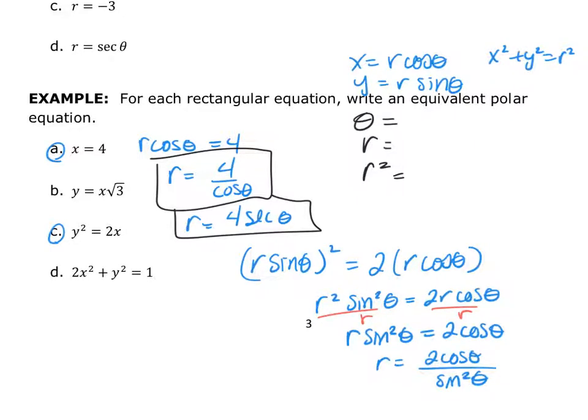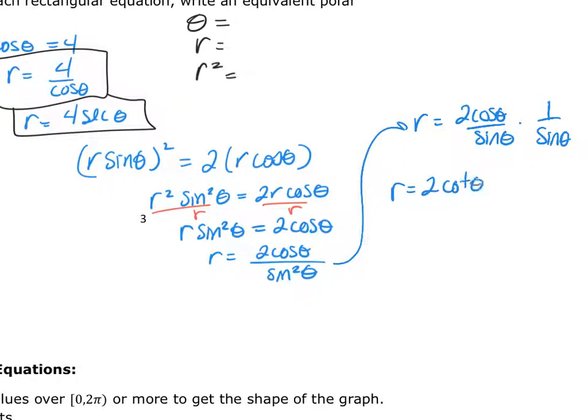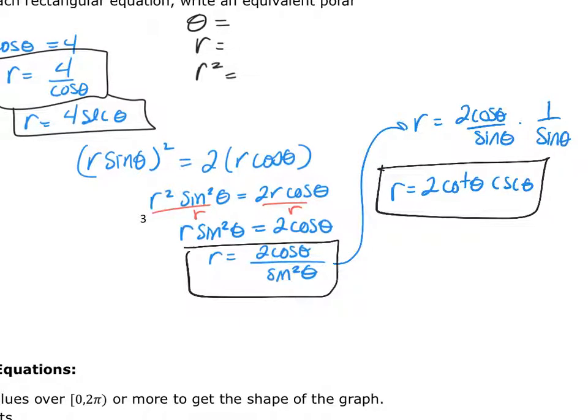Now I'm perfectly fine with that answer. If you decide that you don't like to have sine in the denominator, then you can rewrite this as r is equal to 2 cosine theta over sine theta times 1 over sine theta. Again, I'm perfectly fine with the previous answer. If you decide to do this, then what you're going to get is r is equal to 2 the cotangent of theta, because that's a replacement for cosine over sine. And then the replacement for sine is cosecant. So again, I'm perfectly fine with this answer, but if you'd like to go further, that is fine too.